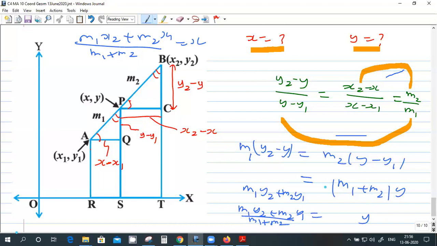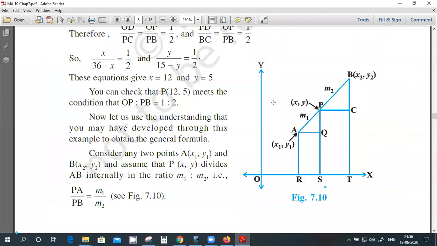So the coordinates of this point, in terms of points 1 and 2, you can write x1 y1 and x2 y2. If the points x1 y1 and x2 y2 are known and the ratio m1 by m2 is known, you can find x and y. So this is the section formula, because this point is sectioning the length between A and B.